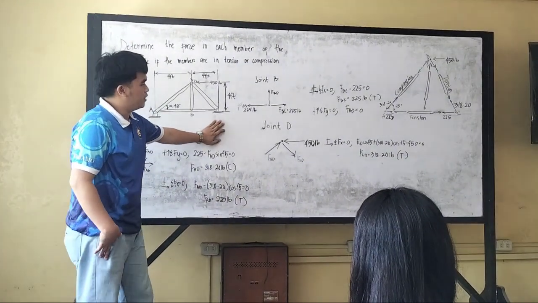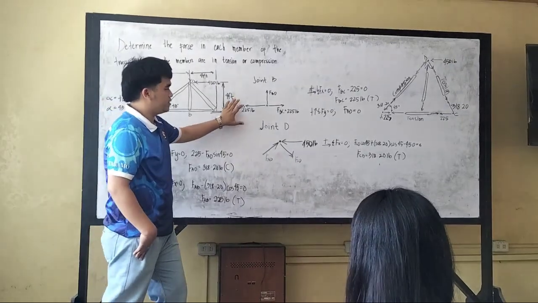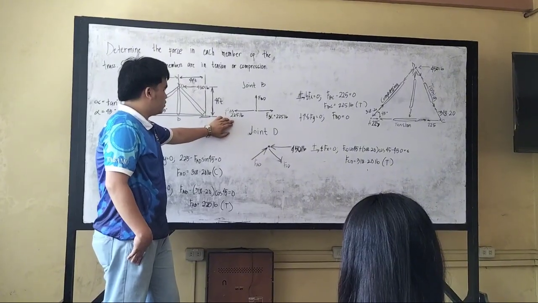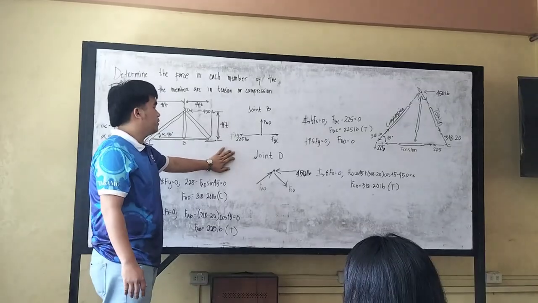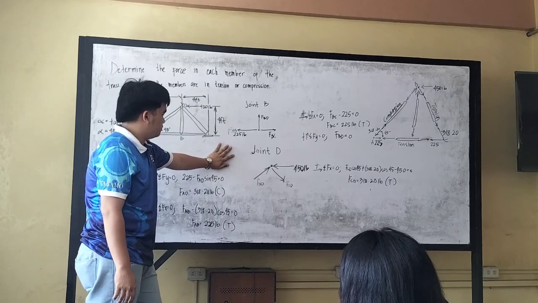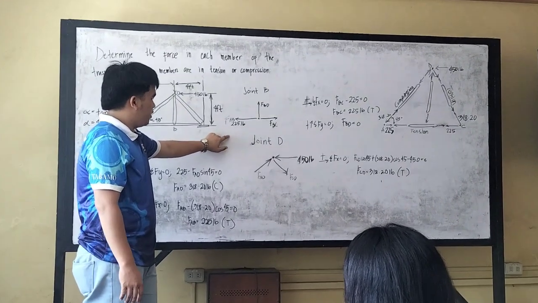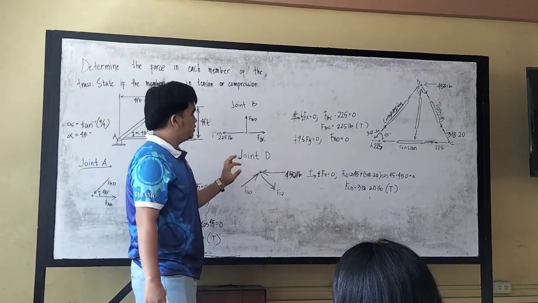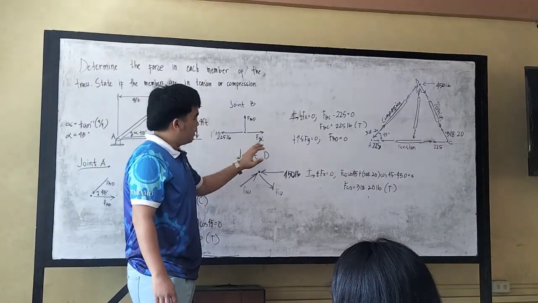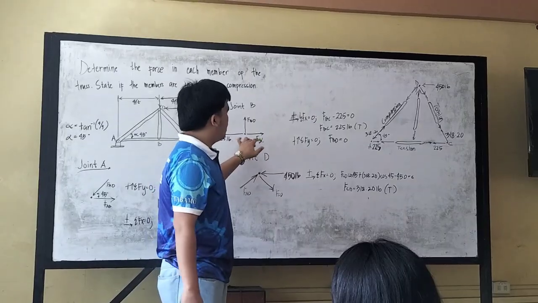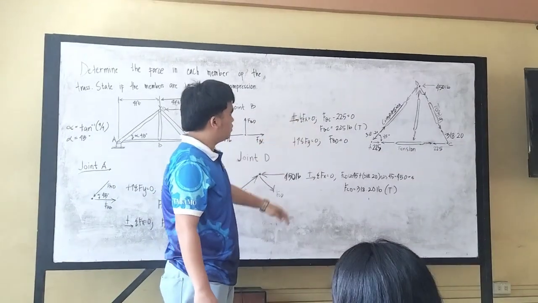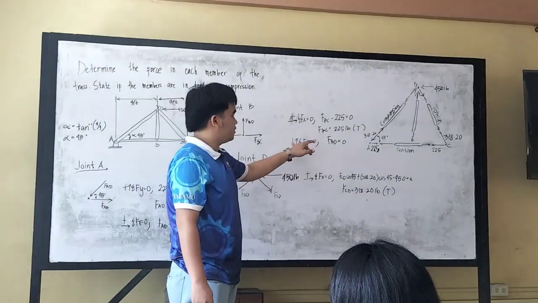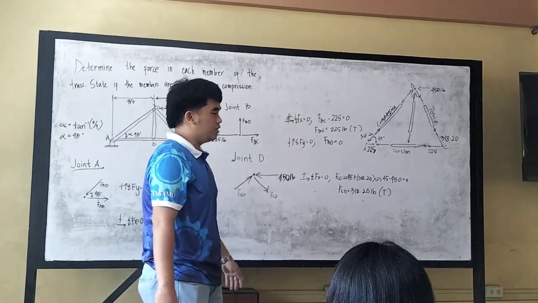So next we have joint B. So here is our FBD. We have the FAB 225 pounds. We're going to solve joint B. So we have FAB, we have 225 pounds. Then we're going to solve the summation of Fx. So we get FBC minus 225 equals 0. So our answer is 225 pounds tension.